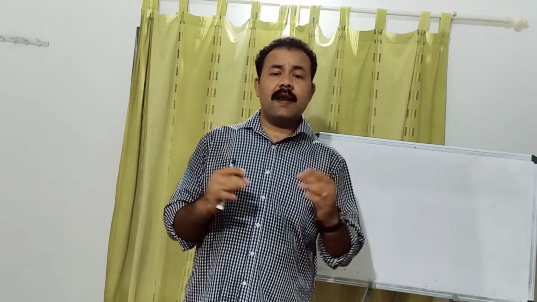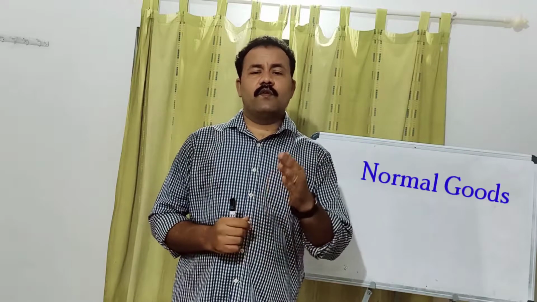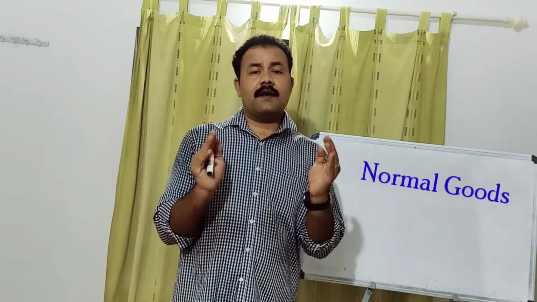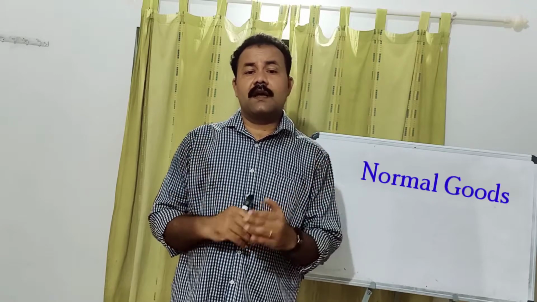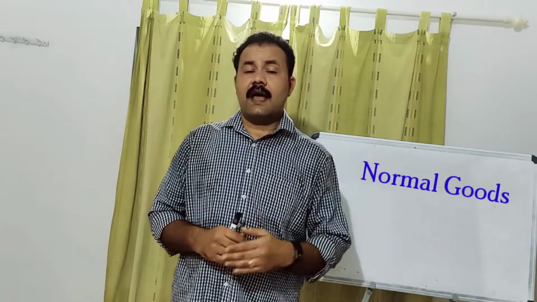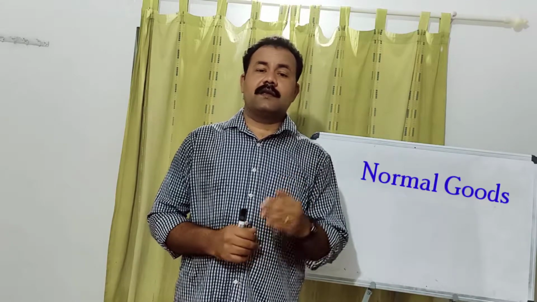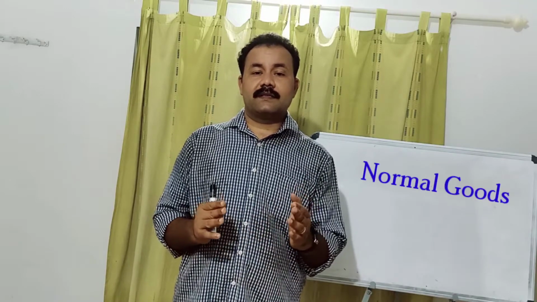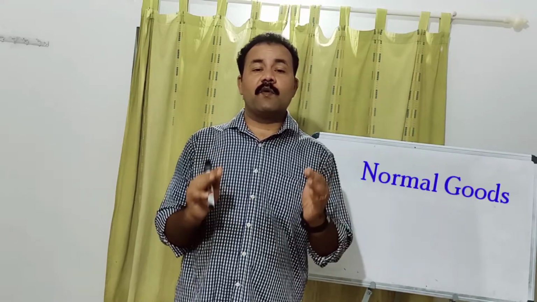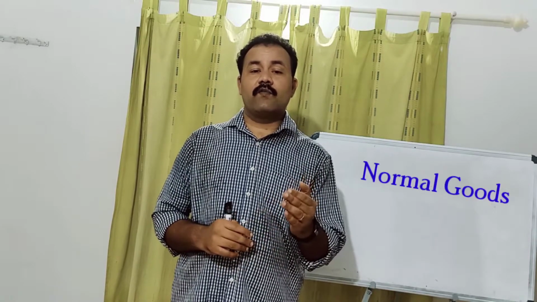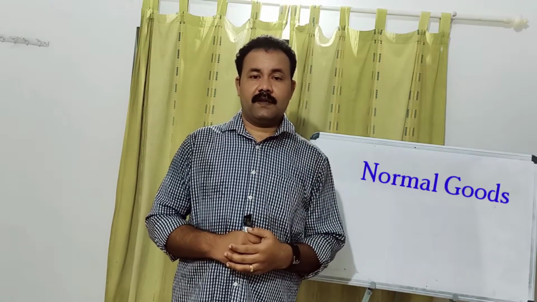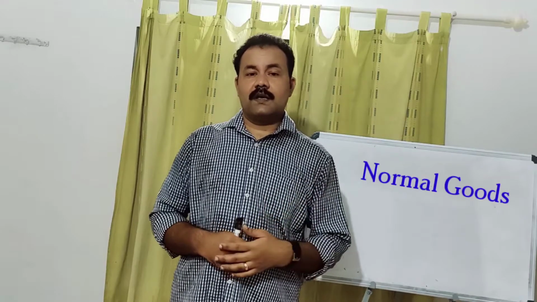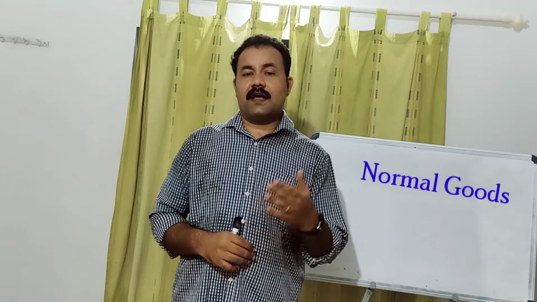Then we want to discuss types of goods. The first one is normal goods. In the case of normal goods, when the income of the consumer increases, demand also increases, and when income decreases, demand for these commodities decreases. That means there exists a direct relationship between income of the consumer and demand for this type of commodities. For example, clothes, TV, refrigerator, etc.